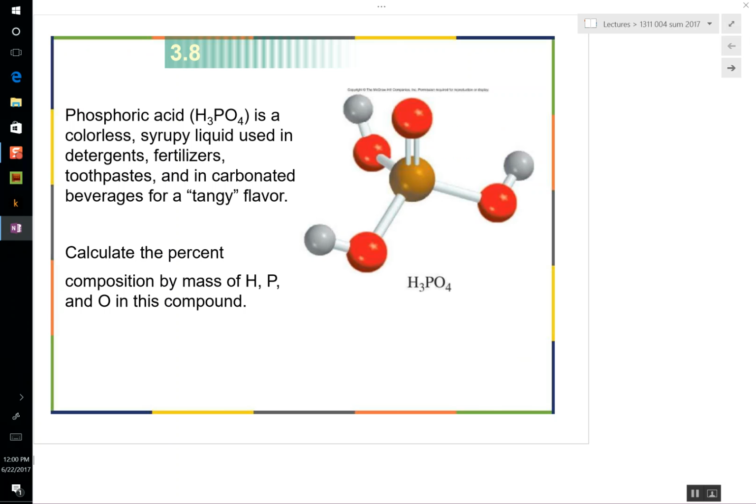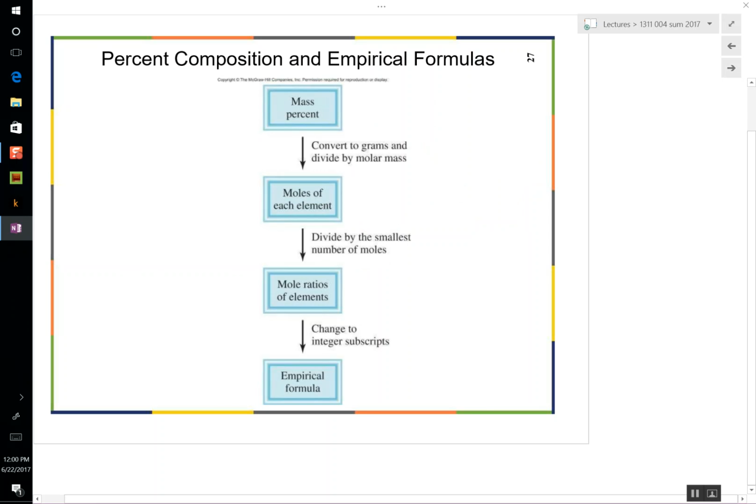Okay, this we've already gone over. You could calculate the percent composition of hydrogen, phosphorus, and oxygen in phosphoric acid. Okay, there is one more. You were asking the question. What's your name again? Sarah. Sarah, you were saying, well, would we be given a molar mass so that we could figure out whether we're right?